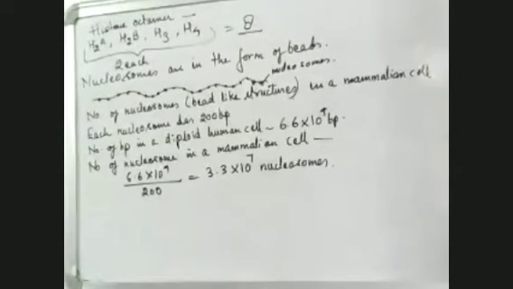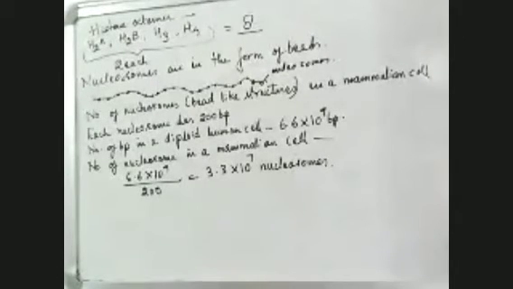Now can anybody tell me what the amino acids present in the histone octamer are? I gave you the names of the amino acids which are present in histone octamer. Can you tell me the names of those two amino acids? I'm not getting any response. Yes, beta? Yes, lysine is one. Arginine is another.